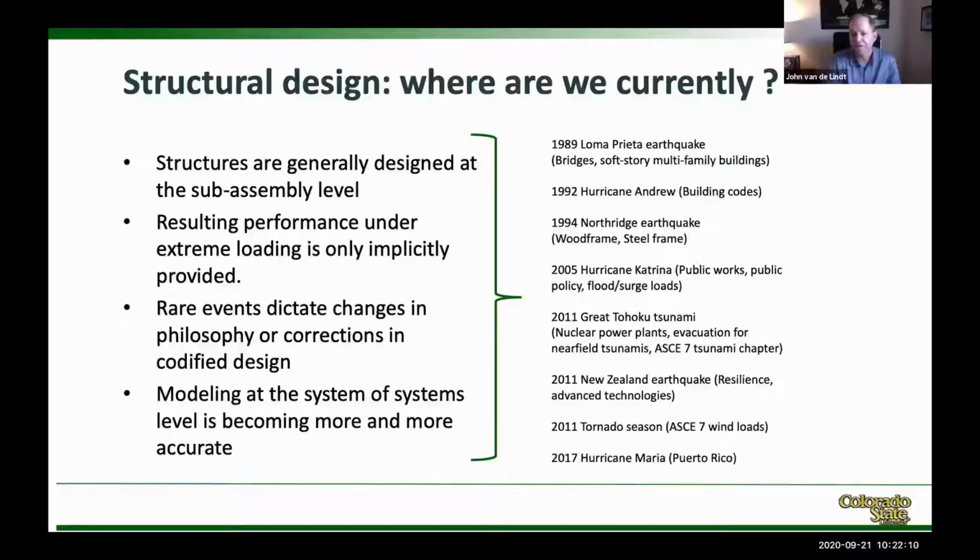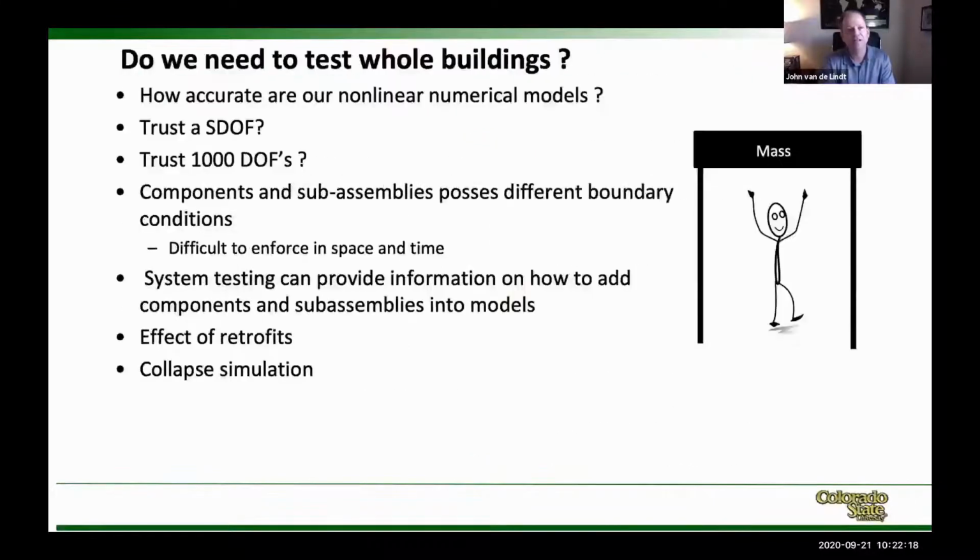And so, as Joel mentioned in his earlier presentation, a lot of the testing that we do is so that we can model. So the question then becomes, do we need to test whole buildings? A few other questions then come to mind. How accurate are our nonlinear numerical models? So you can see me standing off to the right there under a big mass. And if that's a single degree of freedom model and I developed it and I'm sure of the ground motion, then yeah, I probably trust that response that I'm predicting.